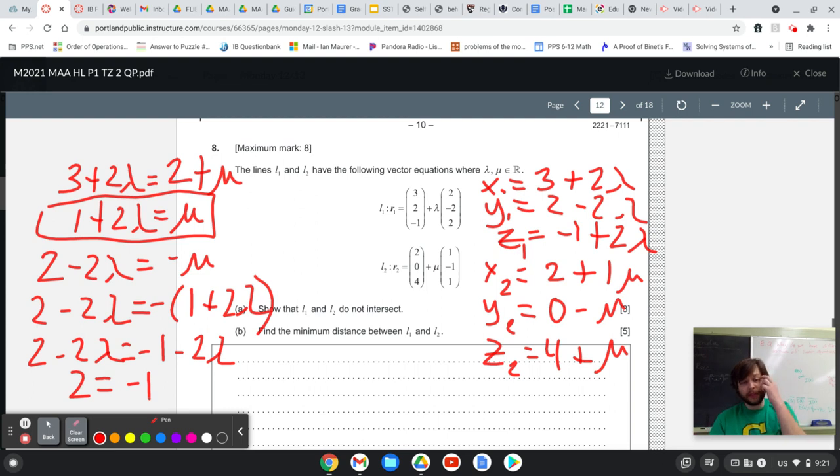Now, part B asks us to find the minimum distance between L1 and L2. And so we want to think about what the distance formula is and how we can minimize it. Okay, so I'm going to pause for a quick second here.